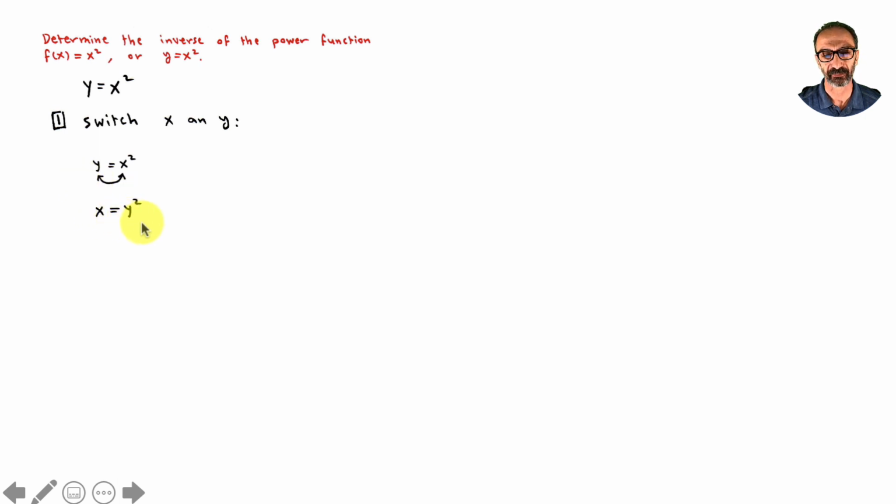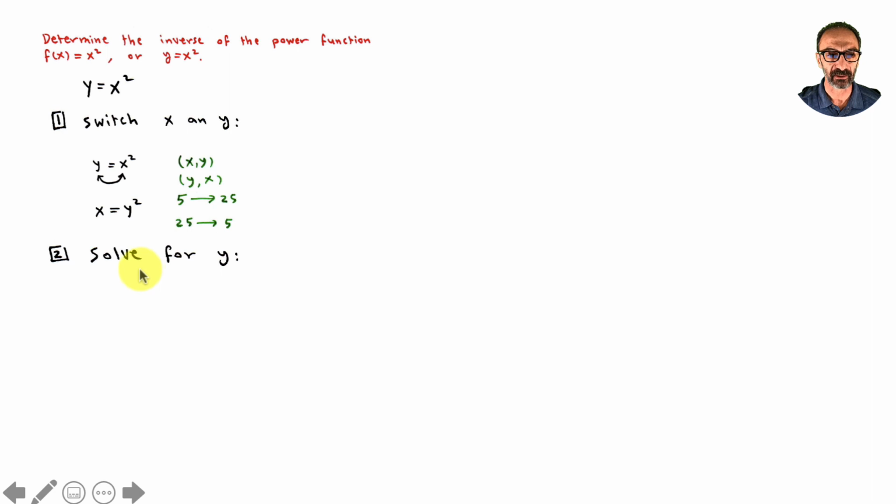Now the reason why I switch x and y: for example, if you have an ordered pair x and y, and you write it as y and x, you're actually switching inputs and outputs. If 5 takes you to 25 under this square function, and you want to go back from 25 to 5, that's called inverse. So by switching input and output, or x and y, we are actually doing the inverse.